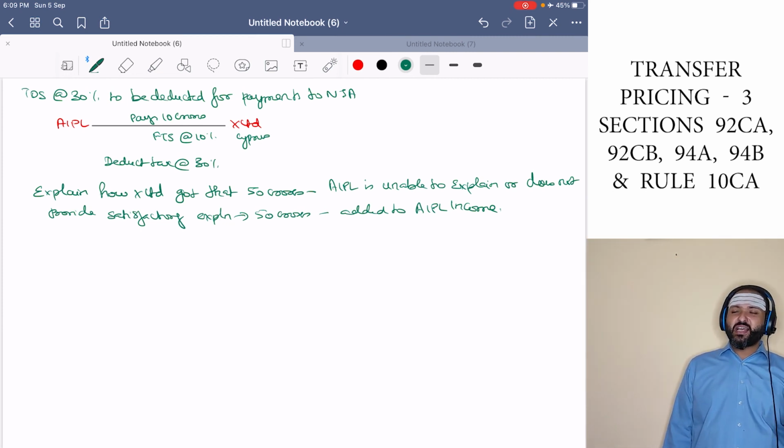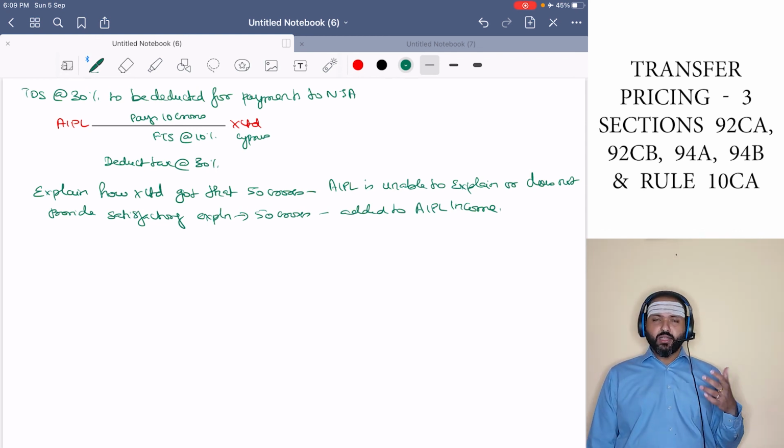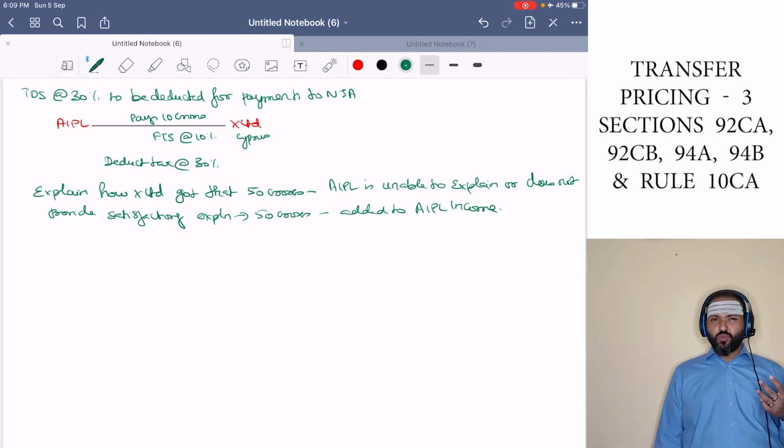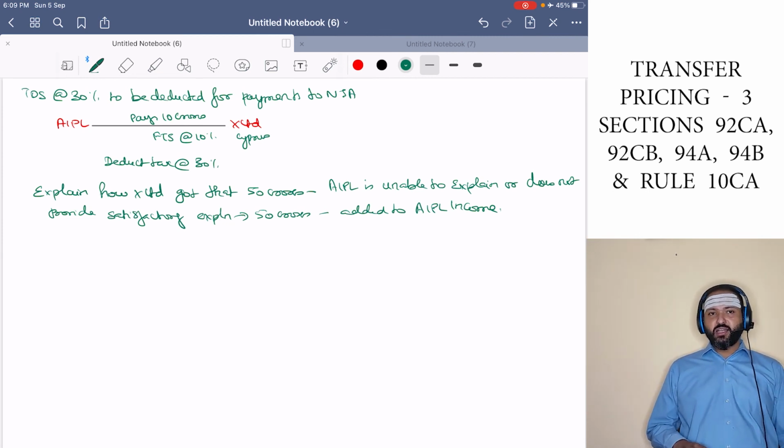Sir, what is the NJA? Is there any NJA now, sir? No, they are not used now. Cyprus was considered as NJA at one point in time, and then retrospectively it was removed from NJA, and there is no NJA as of now. But still the provision as such is still live.